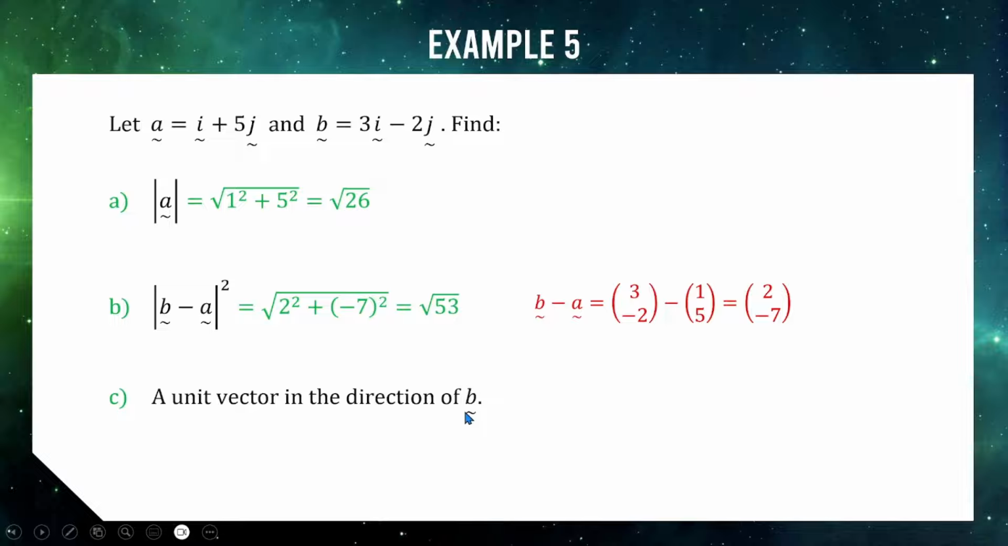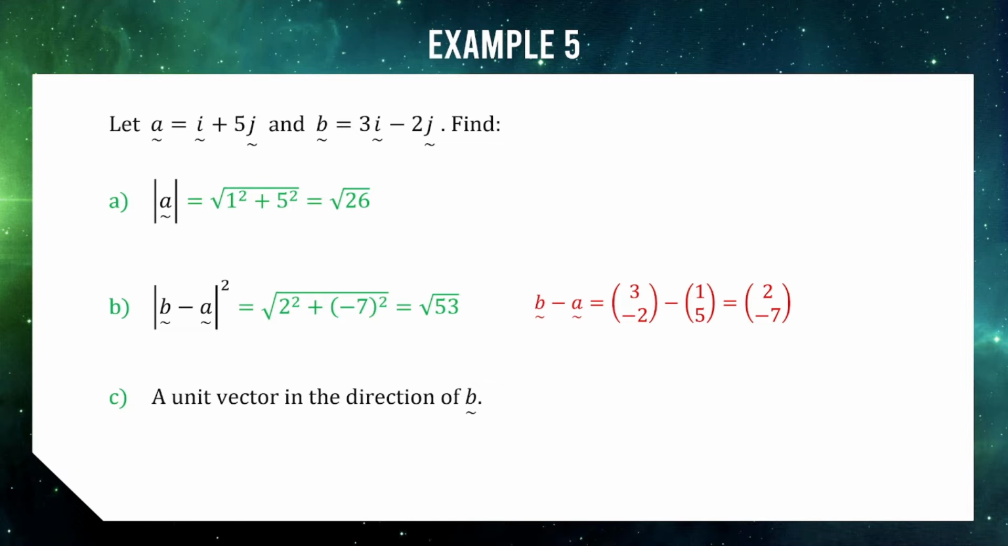Okay, and question C is asking us for a unit vector in the direction of B. What that means is we want to take vector B, which currently has a length of something, and we want to make it have a length of 1. If you reduce a vector's length from whatever its magnitude is down to 1, it then becomes a unit vector. Okay, unit vector, length 1.